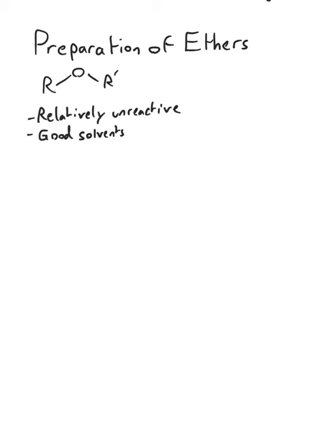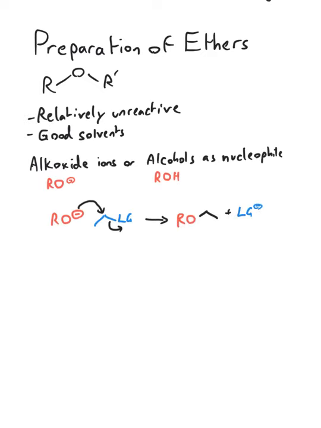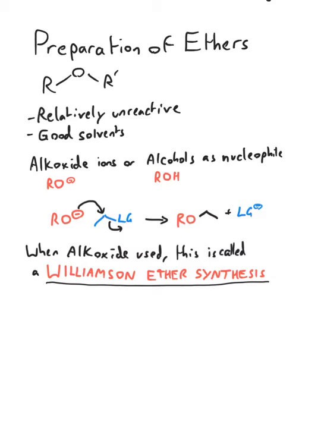They are also omnipresent in nature in all kinds of forms, but the ether is not usually the key part of the molecule. Ethers are most readily made using alkoxide ions or alcohols as the nucleophile, as when these act as a nucleophile you're forming an oxygen-carbon bond, and as there already was a carbon-oxygen bond you end up with your carbon-oxygen-carbon ether. When an alkoxide is used as a nucleophile, it is called a Williamson ether synthesis.